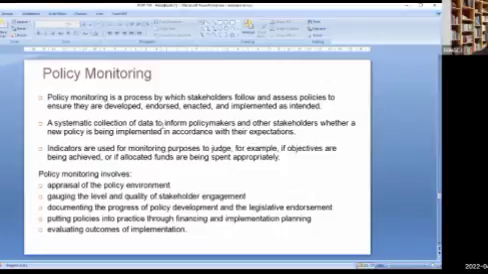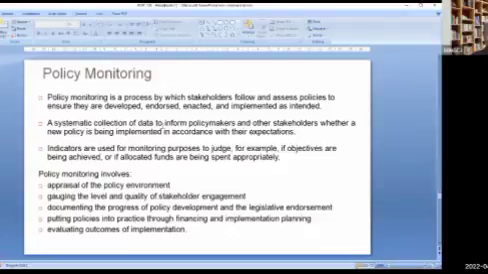So there must be a systematic collection of data to inform policymakers and other stakeholders whether a new policy is being implemented in accordance with expectations. Many times we sign things into law and we just go back to sleep. And in our society, we can see that several fantastic policies, laws, acts, plans, they are just lying down there, nobody is implementing them.